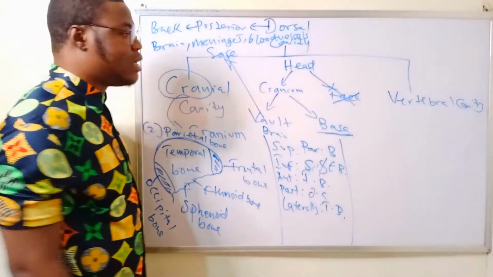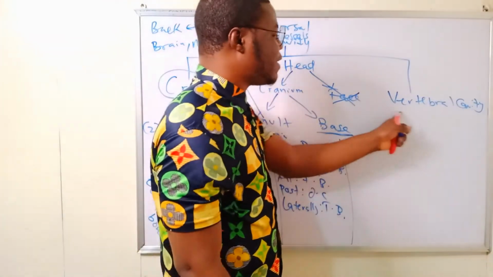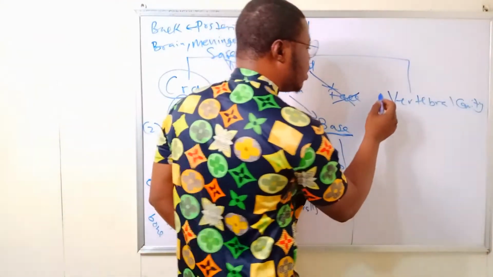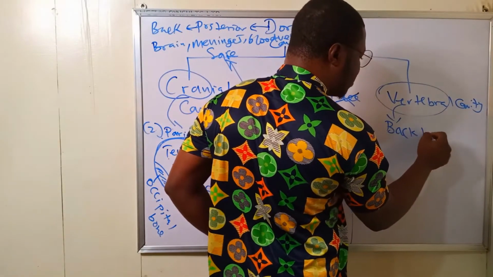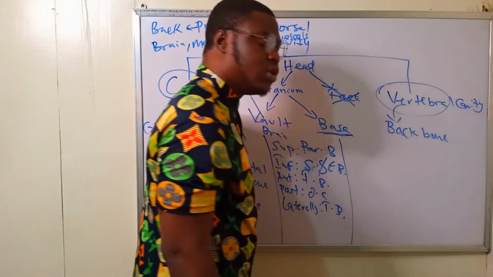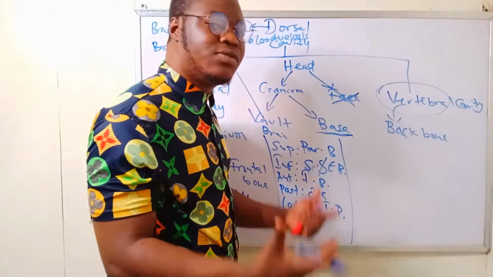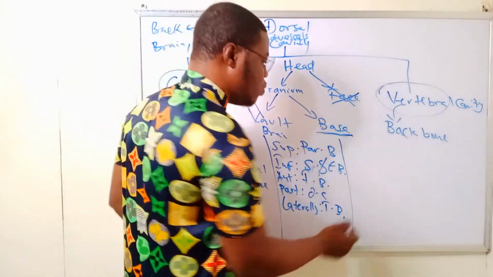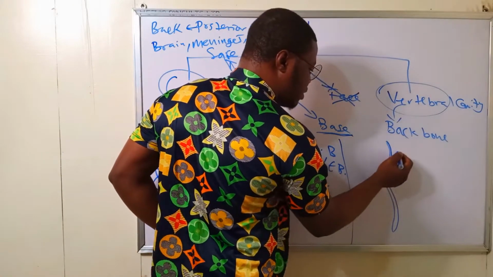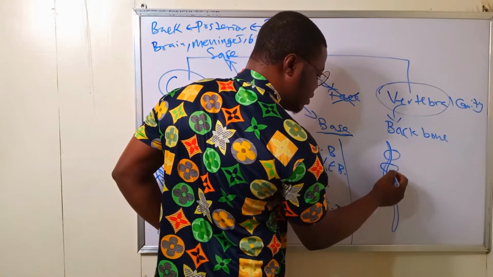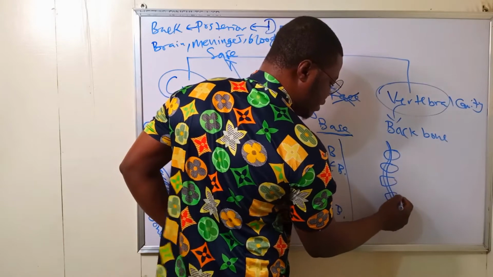As simple as that. Now, not to waste much of our time, the vertebral cavity is actually from the word vertebra. And this vertebra means the backbone. The backbone. So, the backbone, there are a series of regular bones. So, let's say we have the spinal cord right here. This regular bone surrounds it. It surrounds the spinal cord.